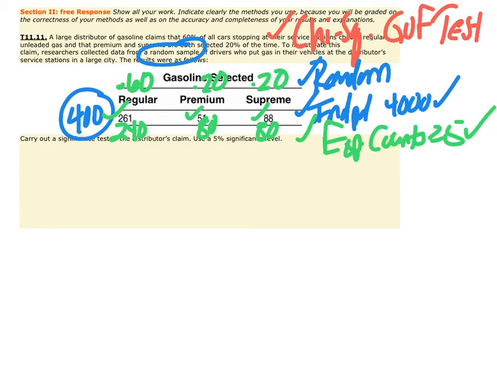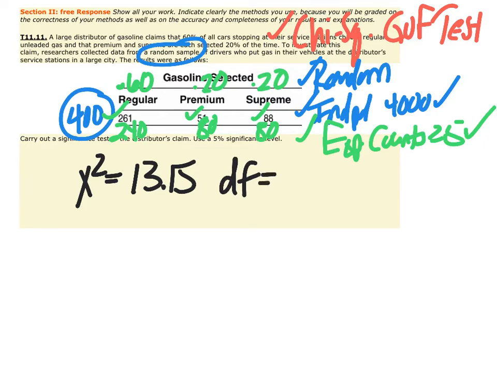Now the do portion. I would just put this data in your calculator, and what I would write down to give yourself credit for do is jot down the chi-square statistic. It's going to kick back 13.15. You must list the degrees of freedom. There are 3 categories, regular, premium, and supreme. So remember, it's number of categories minus 1, so it's 2. The p-value from the calculator kicked back at 0.00139. And that's all you need to list.